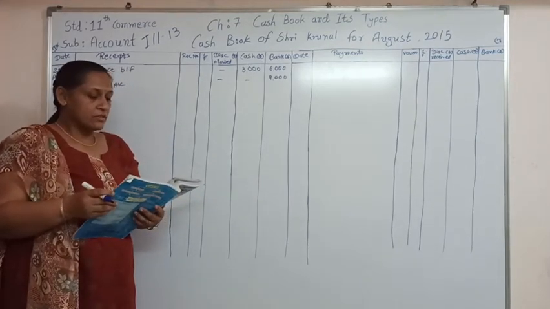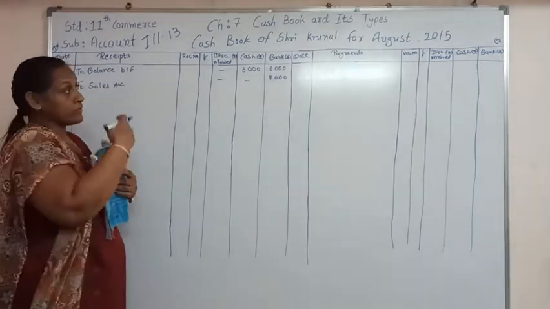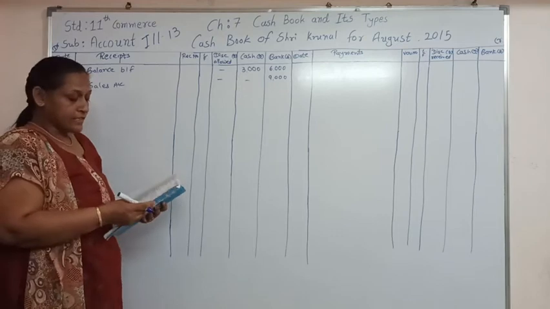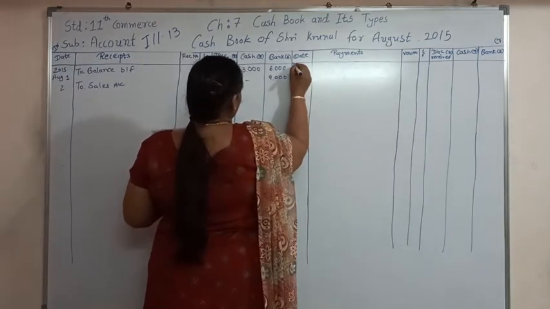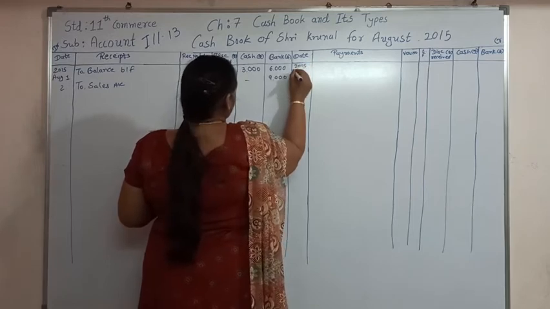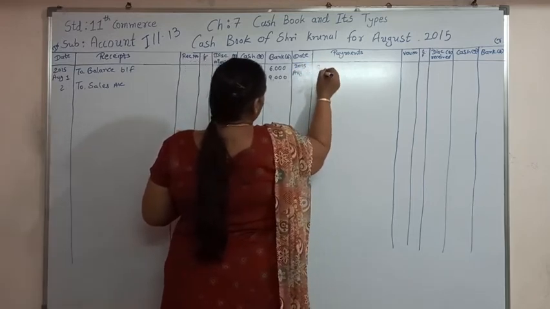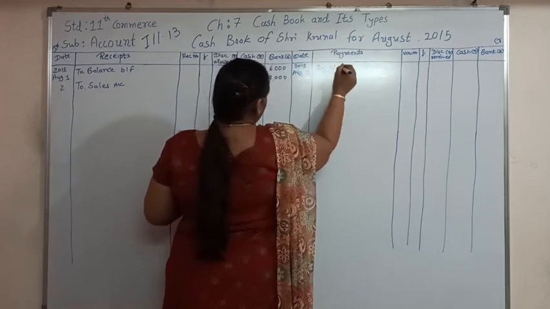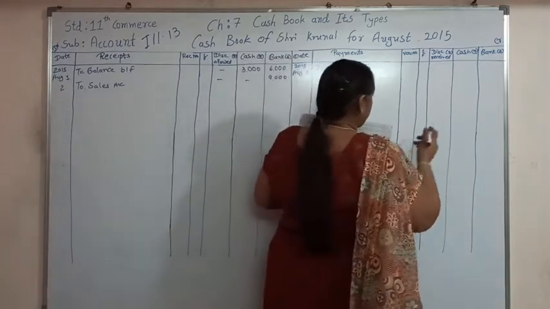The check issued by Nilesh is dishonored. So now this check is dishonored, and we are going to write on the credit side of the cash book on date number 7, 2015, August 7, by Nilesh account, and the amount will be 9,000.